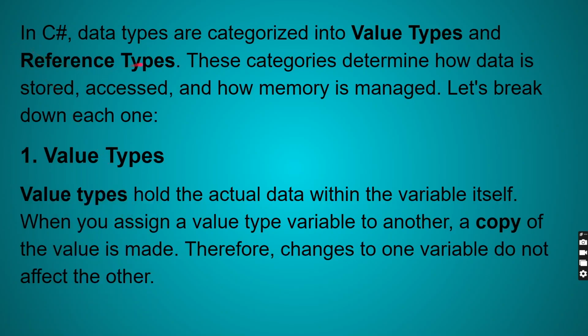In C Sharp, data types are categorized into value types and reference types. These categories determine how the data is stored, accessed, and how memory is managed. Let's break down each one.